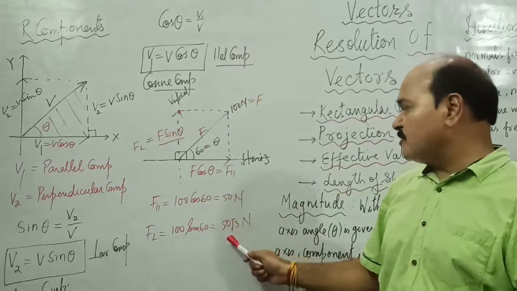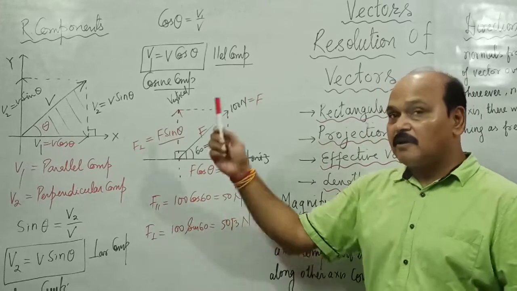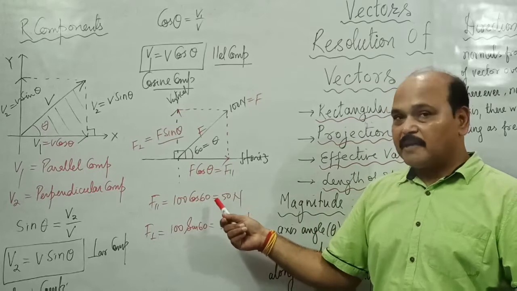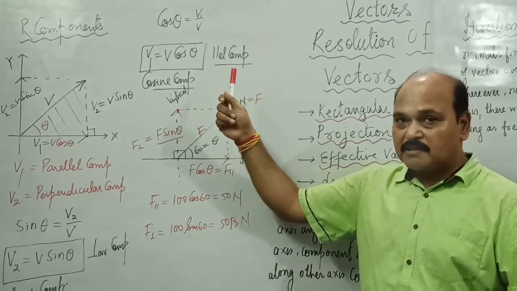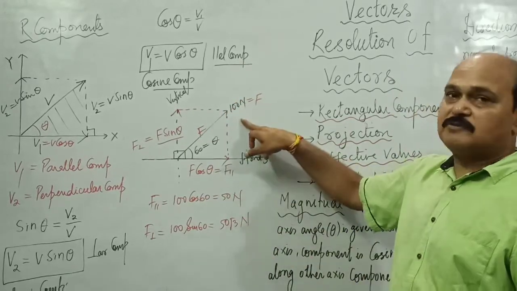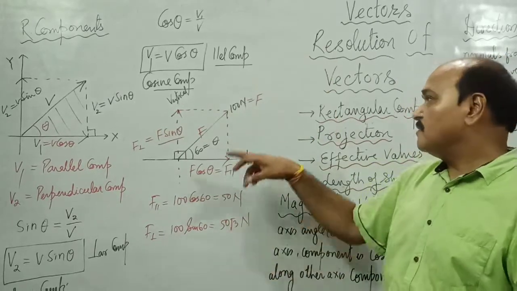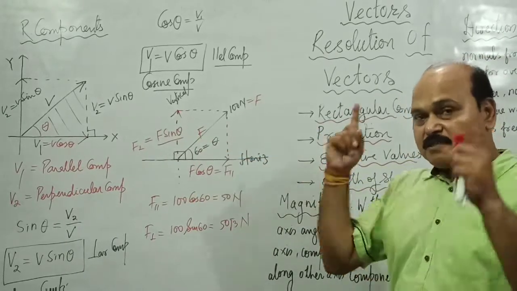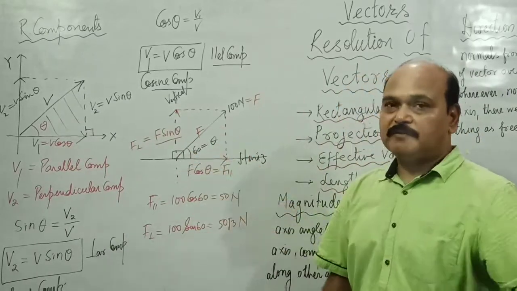So if these two forces, 50 Newton along horizontal and 50 root 3 Newton along vertical, are applied over the body simultaneously, if both these forces are applied in the directions towards right and up, in particular upward direction, the forces will have same effect as is the effect achieved by this single force. Whatever effect is produced in the body by this 100 Newton force at an angle 60 degree from horizontal, same effect is going to be produced by these two forces acting simultaneously over the body.